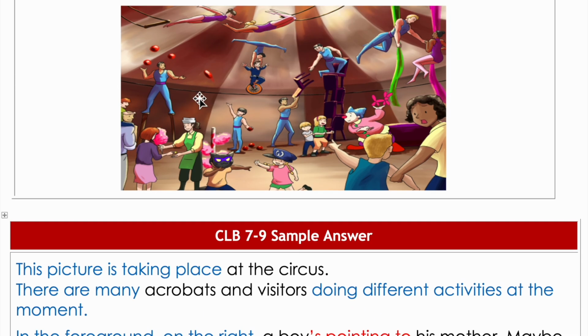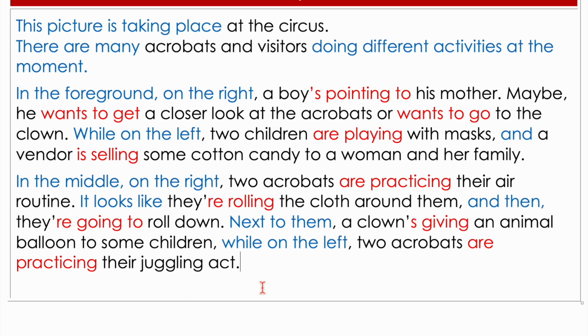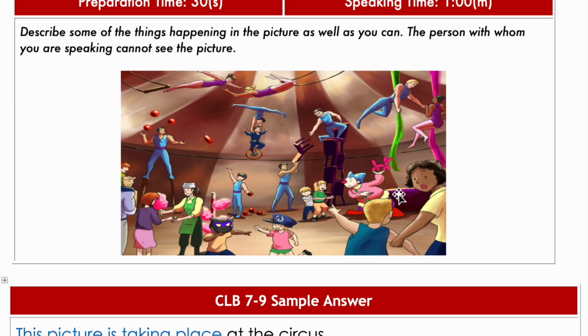So here on the left, so here I said next to them, and here while on the left, 2 acrobats are practicing their juggling act. Could be jugglers. Right now we can use acrobats. It seems like they're all acrobats. Or circus staff, circus workers. Okay. So that seems to me like the middle right here.